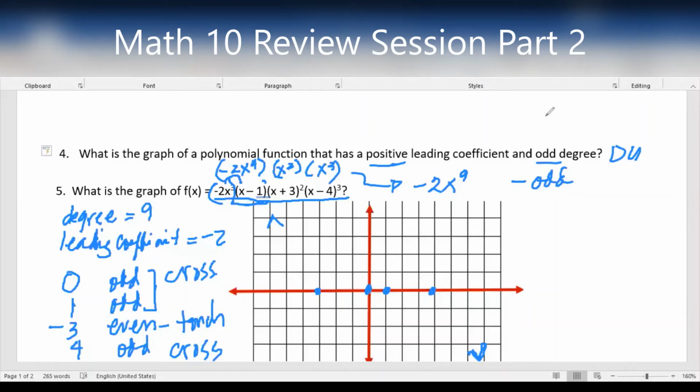Wait, let's see kung sino nag-chat. Waiting room. Where are you? Yes.